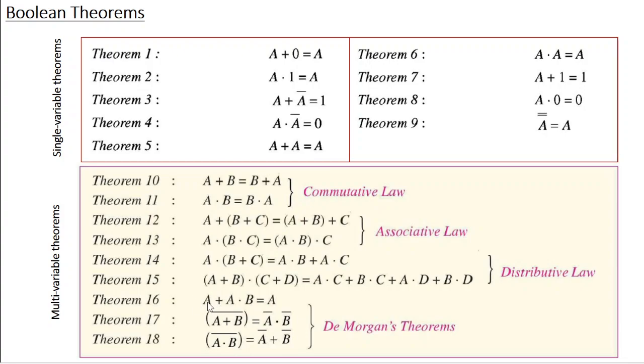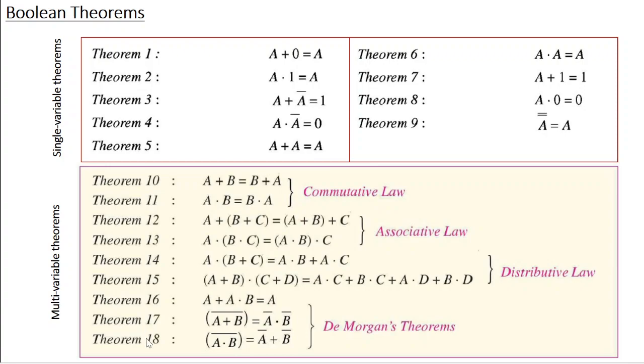So let me say A equal to 1 and B equal to 0. Now let me check whether I am getting the desired output. So A equal to 1, B equal to 0. So A dot B is going to be 0. So A plus 0 is the same as A, right? So this theorem is also correct.